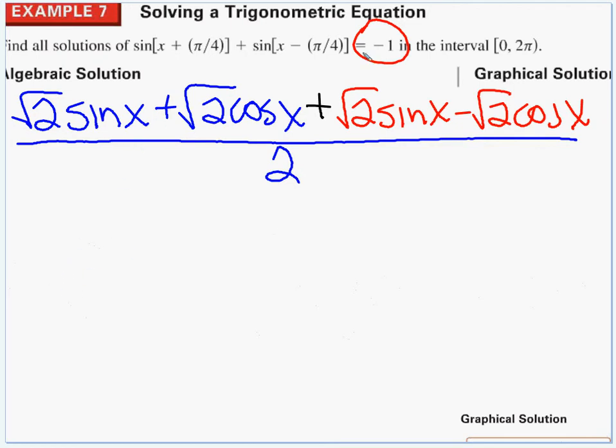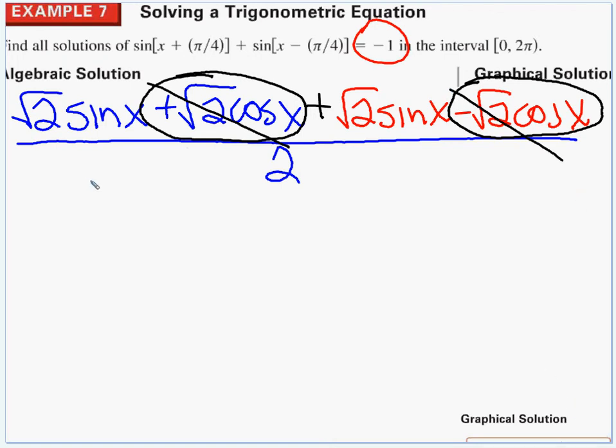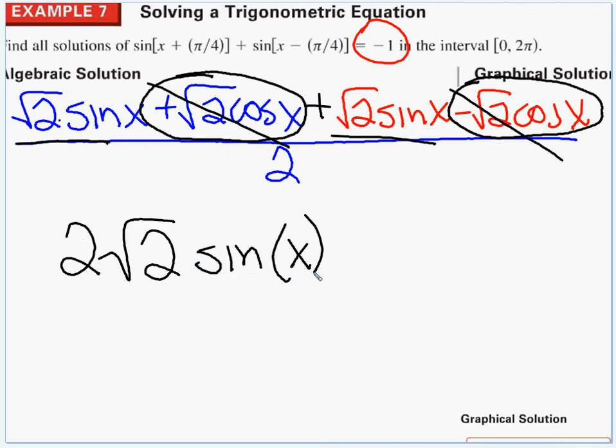Let's see what happens now. Here is a negative root 2 cos x and a positive root 2 cos x. Those will cancel each other out. So now we have a root 2 sine x and another root 2 sine x. When we collect those, how many of them do we got? Well, we got 2 of those root 2 sine x's. Remember, we're still all over 2 here, and this is equal to -1. I finally have room to write it all in.